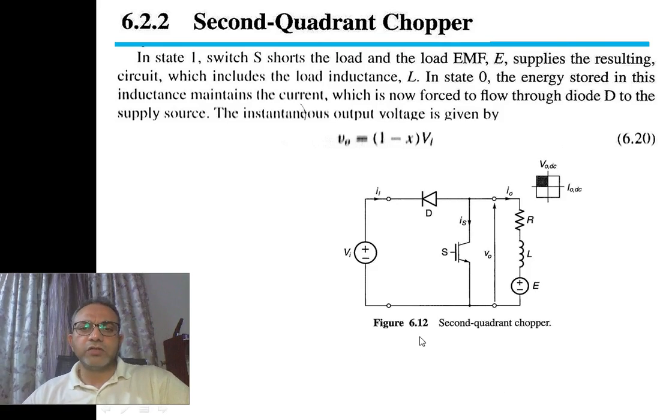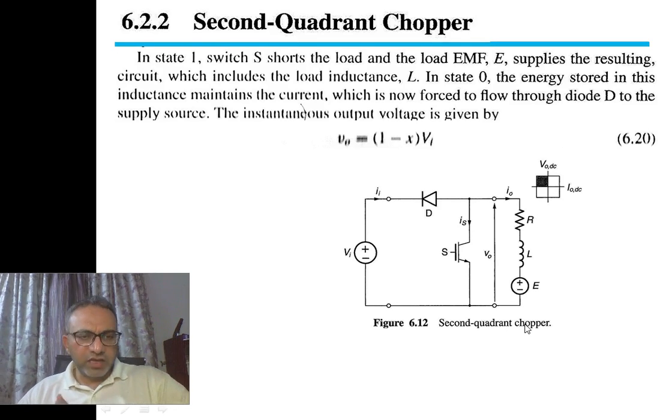Figure 6.12 shows the second quadrant chopper, where we have the input voltage, the reverse connected diode D, the switch S, current in the switch IS, and the output load voltage. Our load, we will assume, is a DC motor with R, L, E, where E represents the back EMF. This second quadrant chopper will work in the second quadrant, where the voltage is positive but the current is negative.